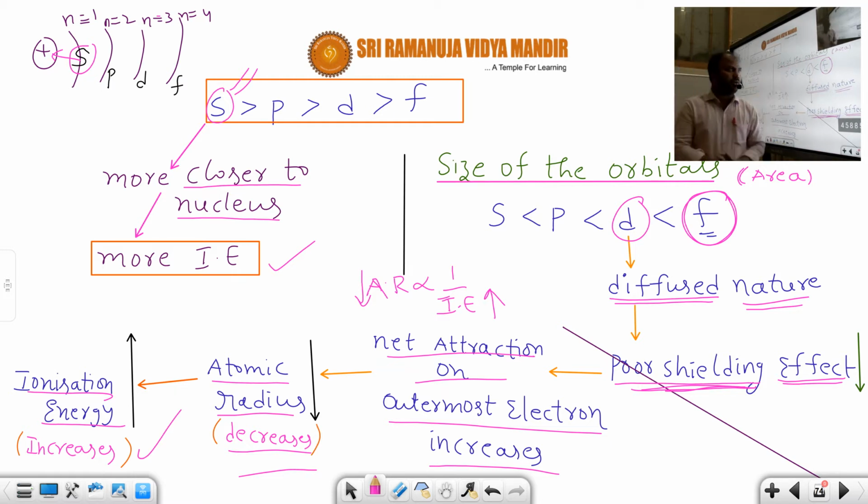So whenever the size of the orbitals increases, especially in the case of the d and f orbitals, they have a diffused nature. Due to their size and bulkiness, they show poor shielding effect. What is poor shielding effect? The inner electrons do not protect the outermost electron. Whenever the inner electrons do not protect the outermost electron, it is strongly attracted by the nucleus. That is the poor shielding effect. So whenever attraction is more on the outermost electron, it is tightly bound. So removing the electron is difficult, and we must supply more energy to remove it. So ionization energy is obviously more.